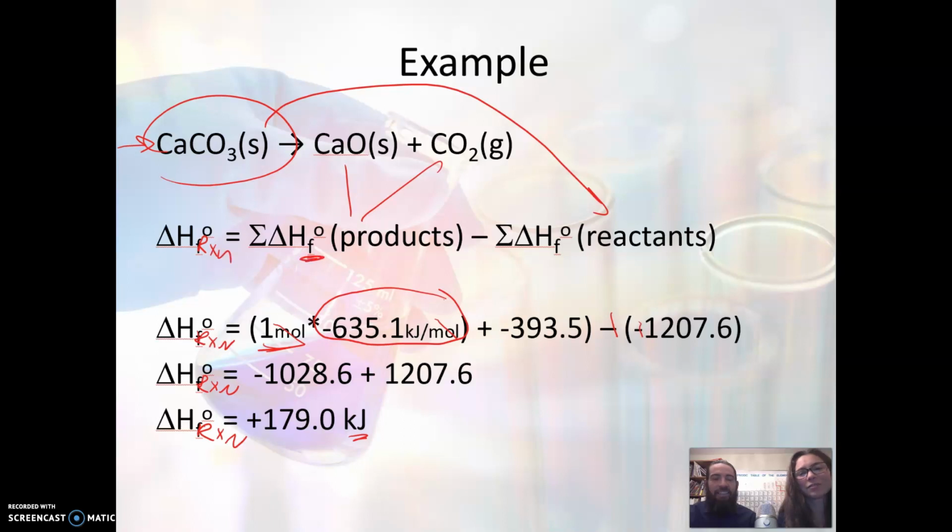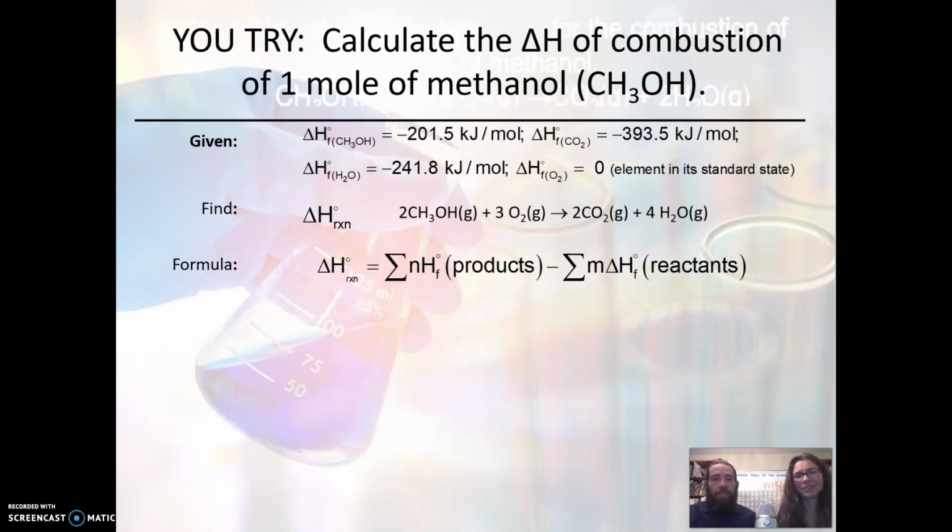But we are using the formation numbers. Yeah. Very good. So you want to try one? Of course you do. Try this.